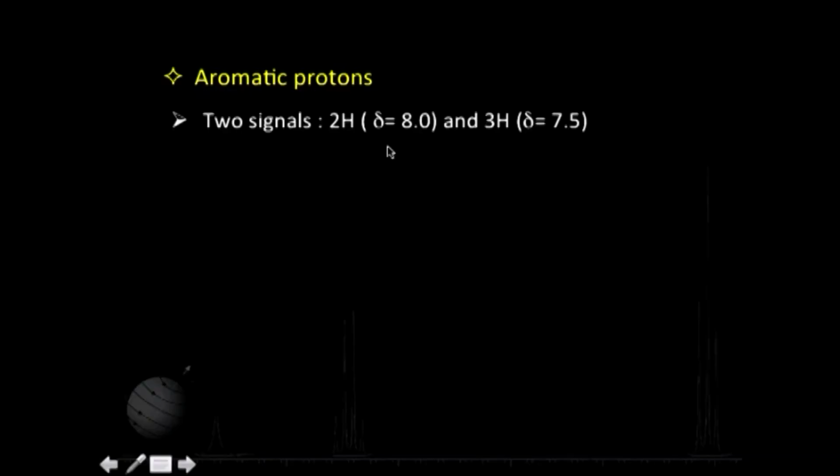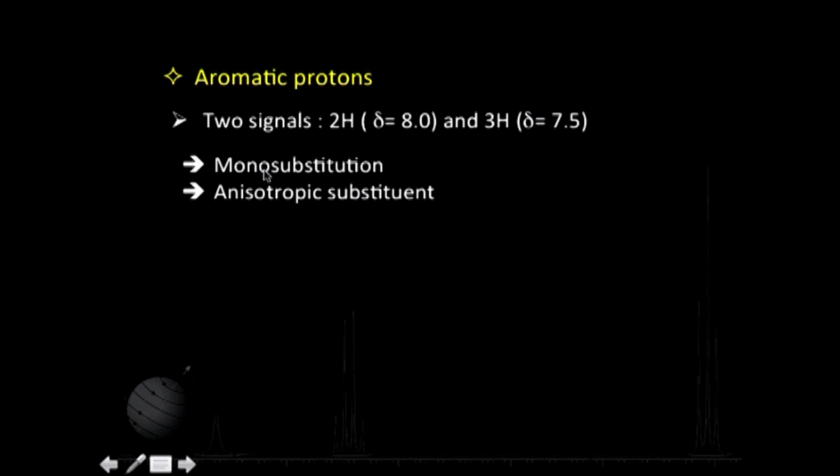In the aromatic part of the spectrum, what do we see? There are 2 signals there. That is very important, please pay attention to this. There are 2 signals, one signal is for 2 protons at 8 ppm and the second signal is for 3 protons at 7.5 ppm. What does it mean? If we add these 2 together, 2 protons plus 3 protons add up to 5 protons. That means it is a monosubstituted benzene ring, because we are getting signals for 5 protons there.